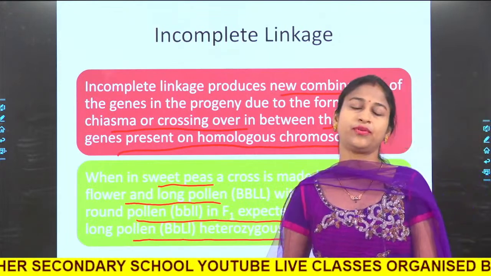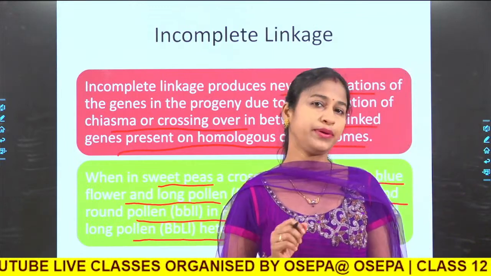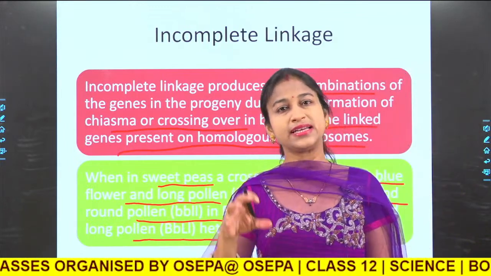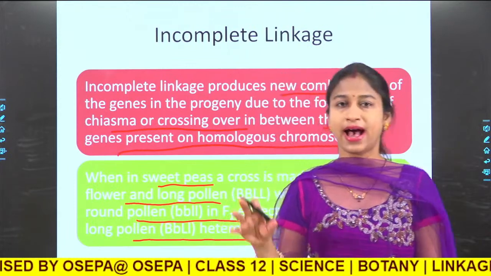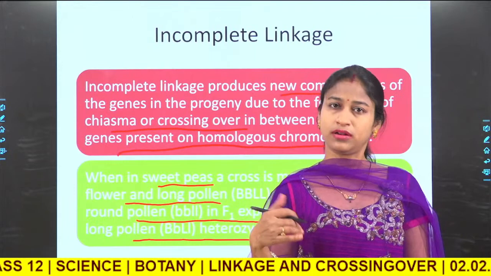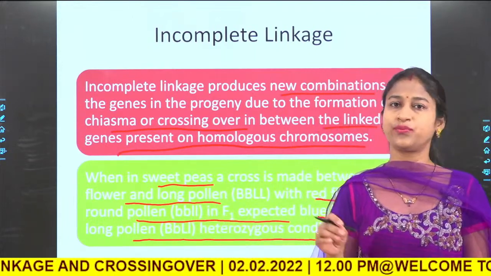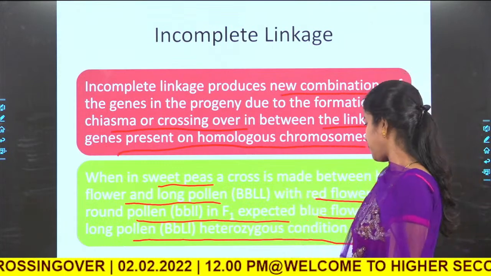For your information, most linkages are what? Incomplete linkage. Complete linkage is very rare, as we have seen in the case of grey body normal wings and black body vestigial wings of Drosophila melanogaster.